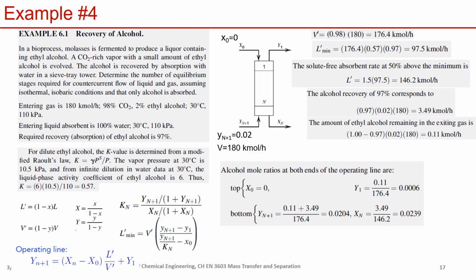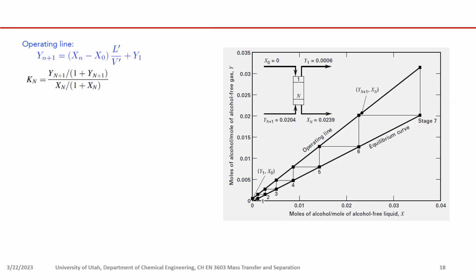Similarly, you can compute the mole ratio entering the tower in the gas phase and the mole ratio leaving the tower in the liquid stream. Now you have all these numbers, you can find the operating line. So plug the numbers into this equation. That gives you the operating line, which is plotted here as this straight line.